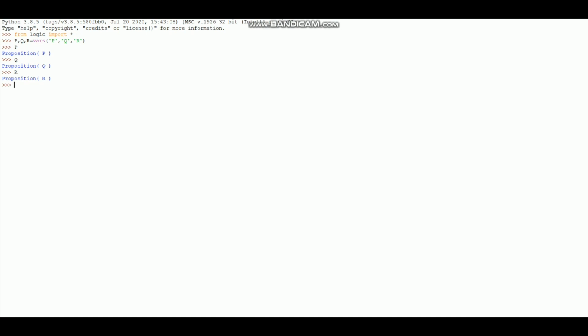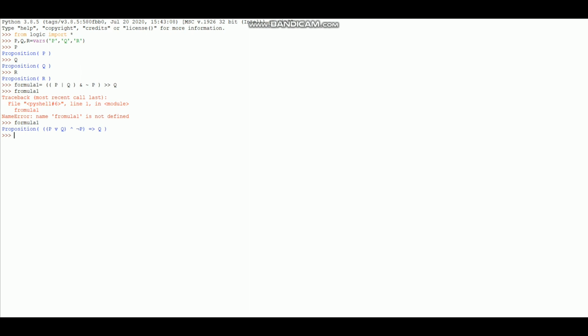And now let's take a propositional formula. Formula 1 equals P or Q and not P implies Q. And now let's see what is formula 1. Formula 1. And here we can get our formula 1.